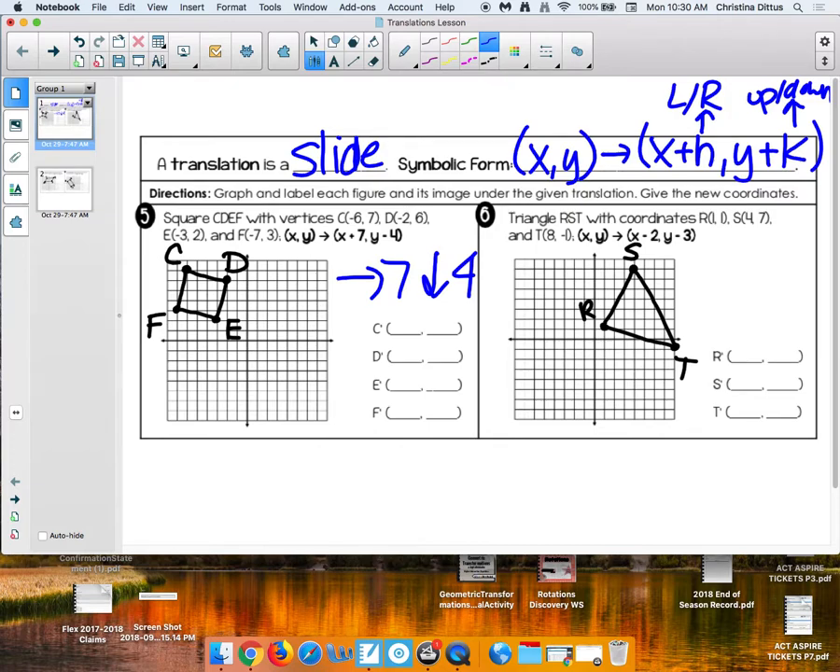Good. So all you're going to do is take each point and go right 7, down 4. Let's take each point, right 7, and down 4. We put this little apostrophe next to the letters to show that it's the same shape, we've just moved it. That's kind of like the new sign.